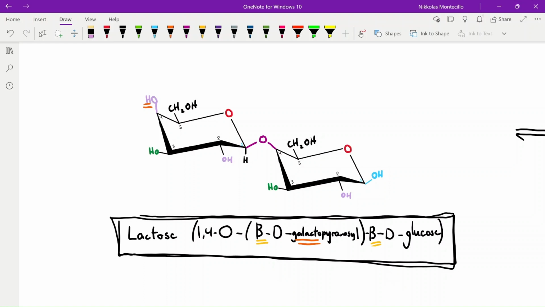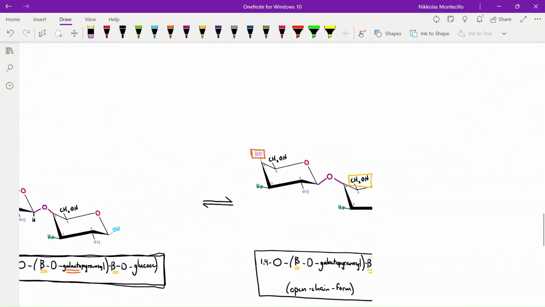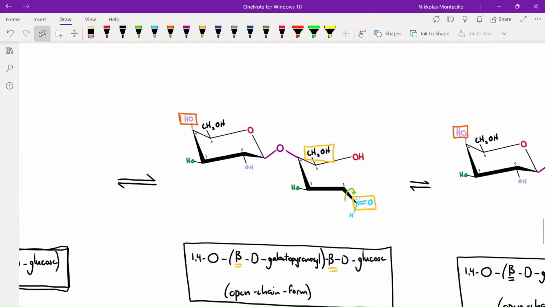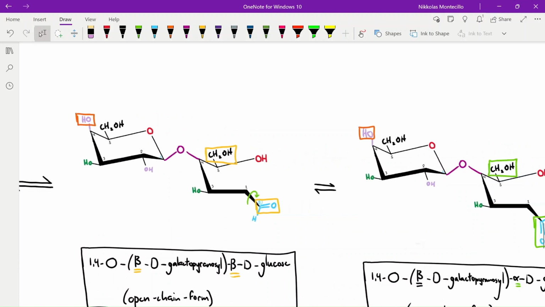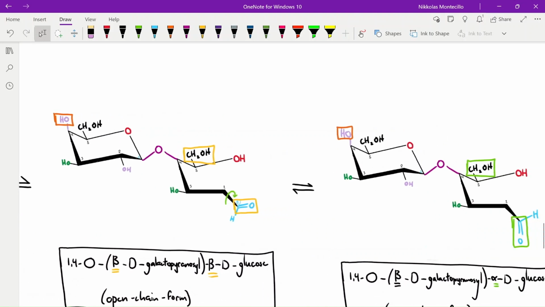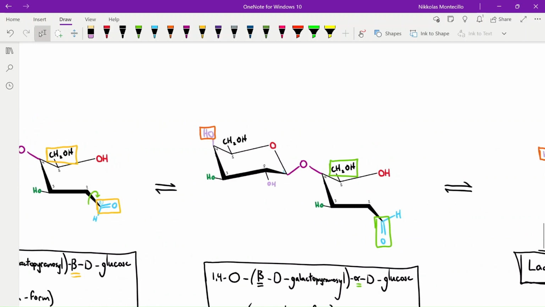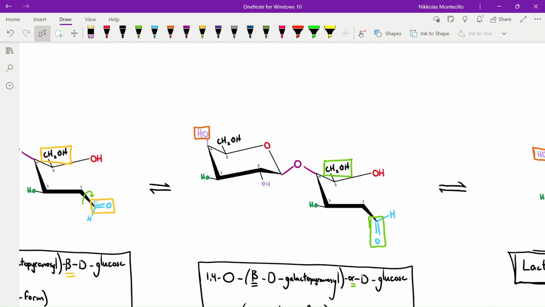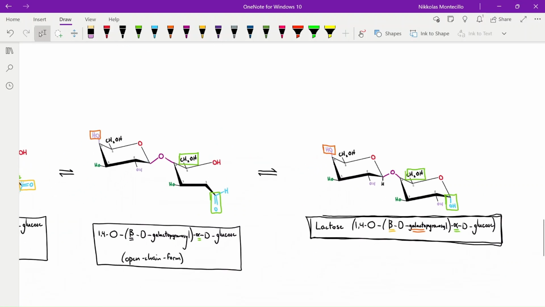So when the ring of the second monosaccharide opens up, we get the same thing in its open chain form, but when it undergoes mutarotation, the stereo configuration of glucose changes, forming alpha-D-glucose. Okay, and then what we're left with is 1,4-oxygen beta-D-galactopyranosyl alpha-D-glucose. Okay.